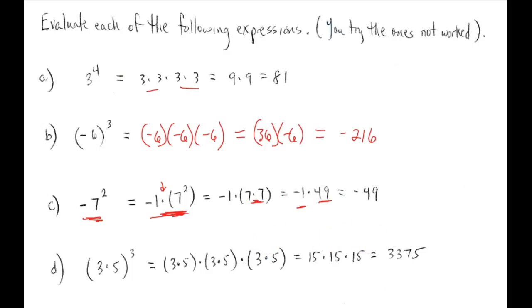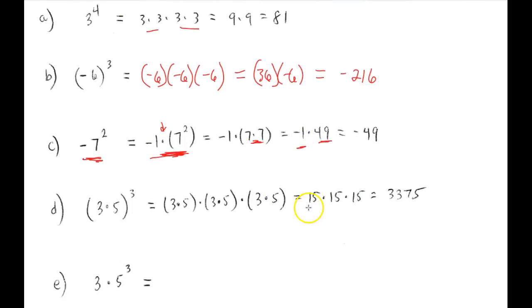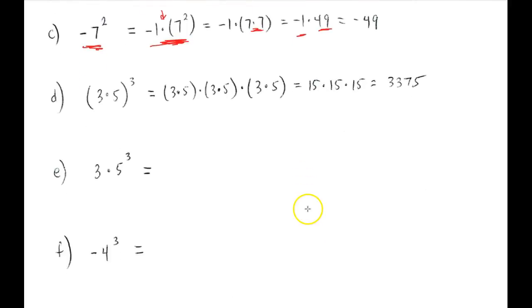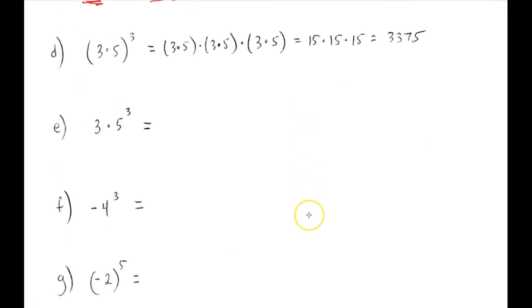Okay. For our next example, we see that we have D is 3 times 5, all that raised to the third power. So that means that we're taking 3 times 5, multiplied times itself 3 times. And of course, 3 times 5 is just 15. So we just multiply 15 times itself 3 times, which ends up equaling 3,375.